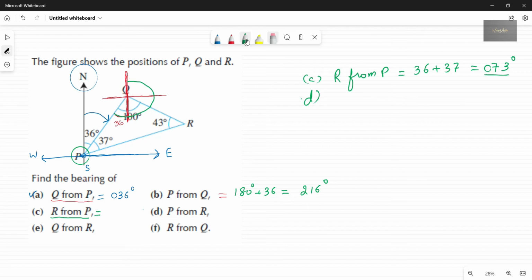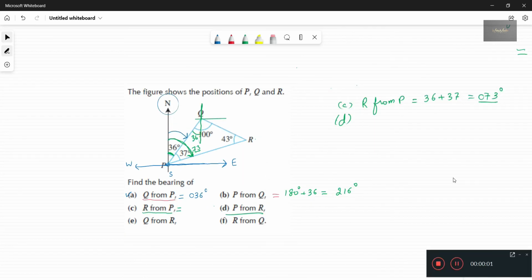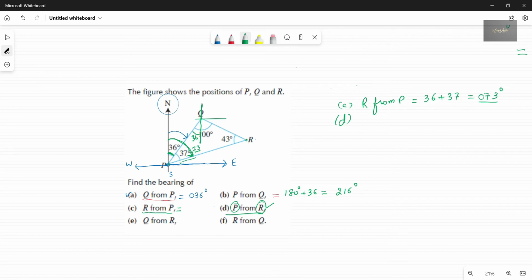Alright, so we are solving D part now, and in D part we need to find the bearing of P from R. R is the origin and P is the destination. So basically somebody is standing at R and wants to go to P. So the line PR is here, as you can see, and since R is my origin, I'm going to make the bearing axis at this point. You can see that. Right, now I need some angles here, right? So how can I shift the angles?